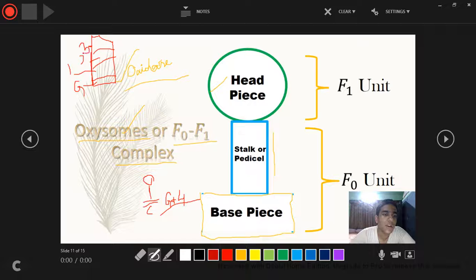This is a very important concept: why it is the F0 F1 complex. We start with G, and then the next one is 1. The base of the cristae is equal to the base of the oxysome. Base means G; the ground floor is also called the base floor.